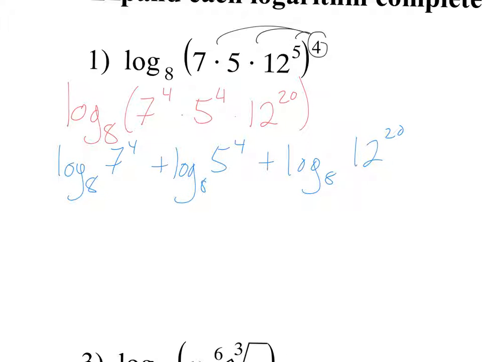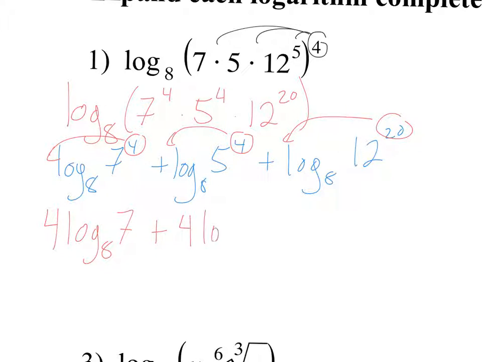Alright, next step is I'm going to take each of these powers and bring them down front, and then I'll be done. For expanding, I generally try to clean stuff up, and then I'll break things up based on adding or subtracting, and then I will deal with powers. So we get 4 log base 8 of 7 plus 4 log base 8 of 5 plus 20 log base 8 of 12, and at this point we are done.